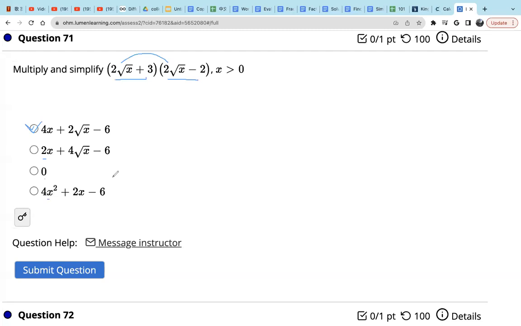Well, let's just finish, right? Then we multiply those two. Multiply these two, get -6. So I get this term. Then these two give us 6 radical x. These two give us -4. So 6 radical x minus 4 radical x, that's 2 radical x. So it is the first one. First one is right.